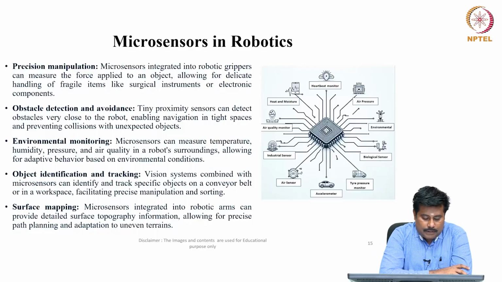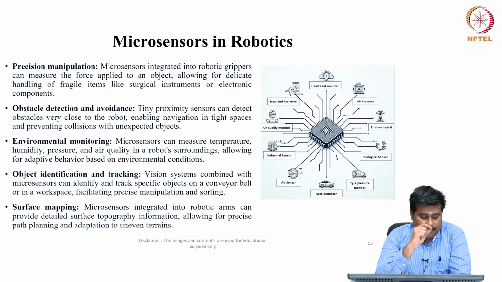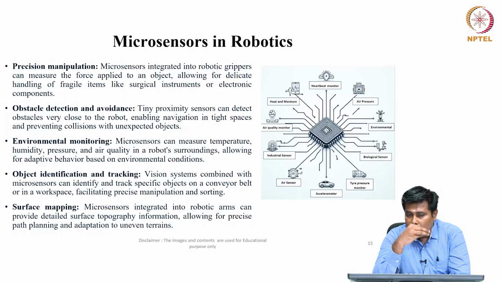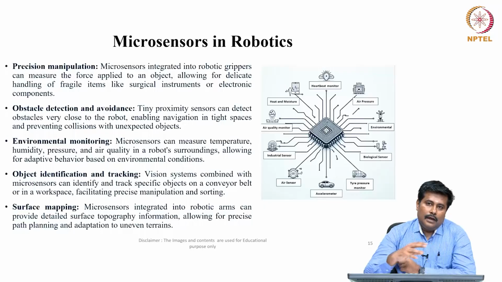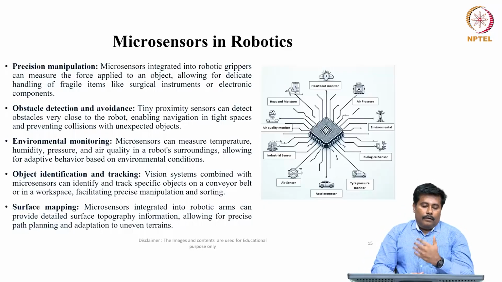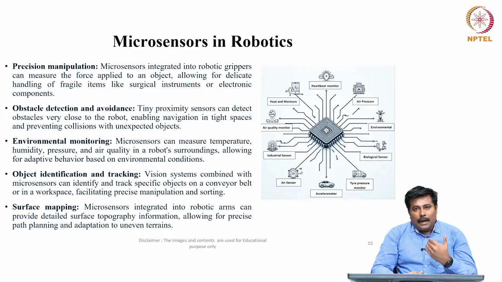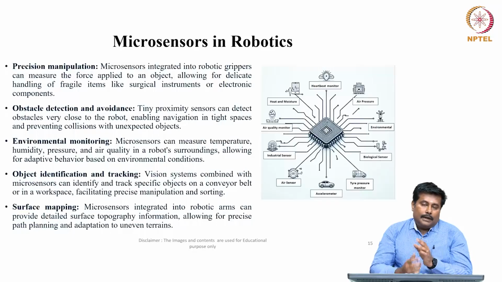Next is object identification and tracking. Micro robotics integrated with a vision system combined with a microsensor can identify and track specific objects on a conveyor belt or in a space, facilitating precise manipulation or sorting. In addition, when we have camera-integrated micro robotics, it can be used for several biological applications. In fact, it can be used for endoscopy-related applications, which are some of the key domains that will open up when we introduce an object identification and tracking system along with micro robotic systems.